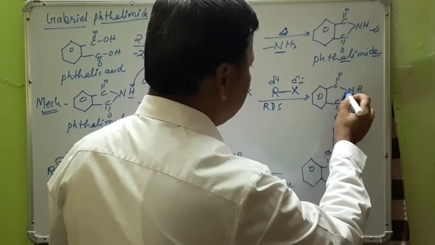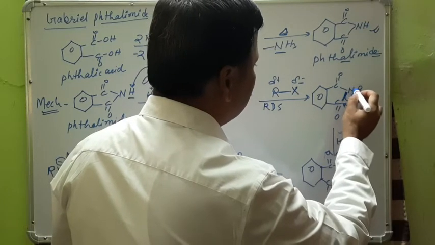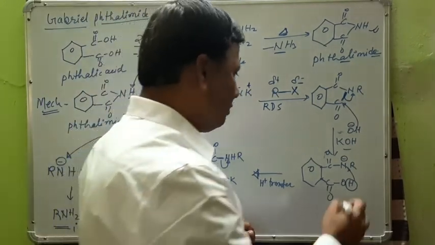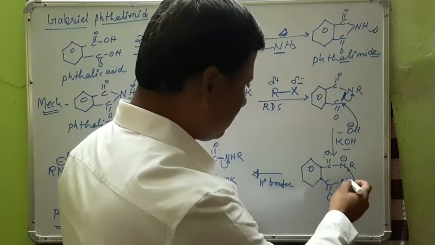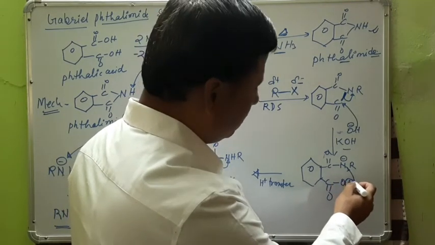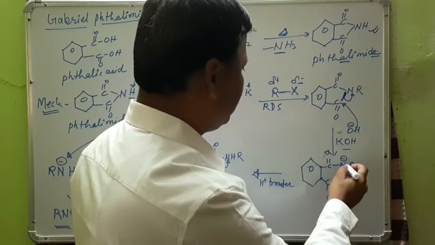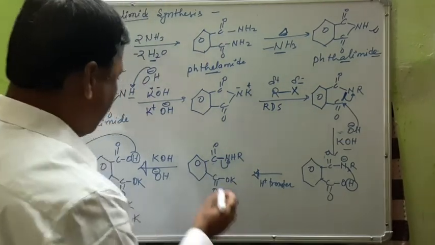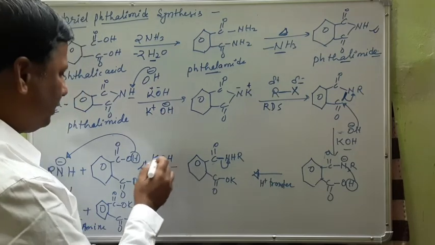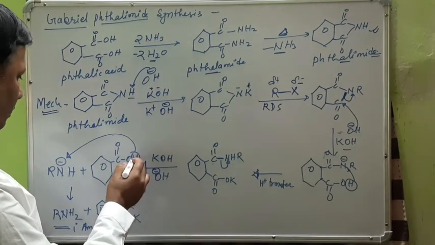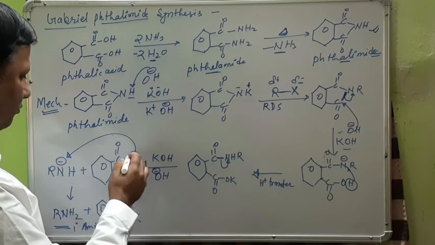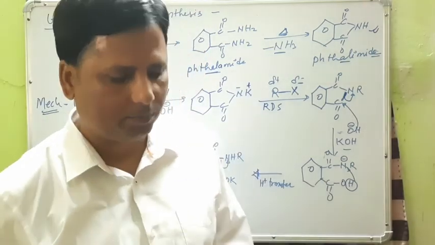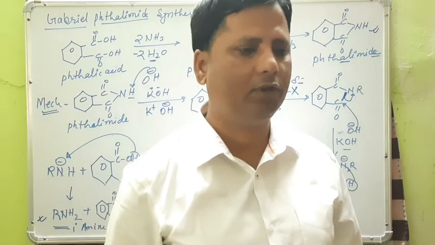This bond will break from here, and both of the electrons will shift on nitrogen, because nitrogen is more electronegative than carbon. So there will be negative charge. Now there will be proton transfer. This proton will transfer to this nitrogen and this compound will be formed. Again, treating this compound with strong base, this H plus will get removed from here and K plus will get attached here, and finally we get 1 degree amine. This is our desired product. So this was the complete mechanism of Gabriel phthalimide synthesis.